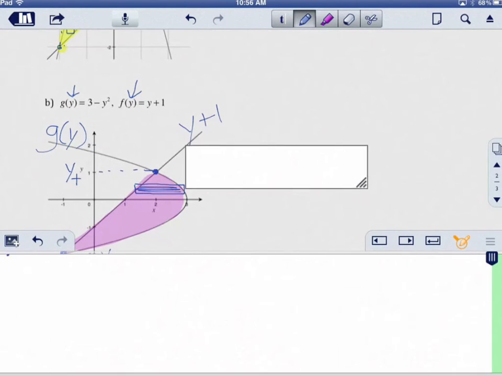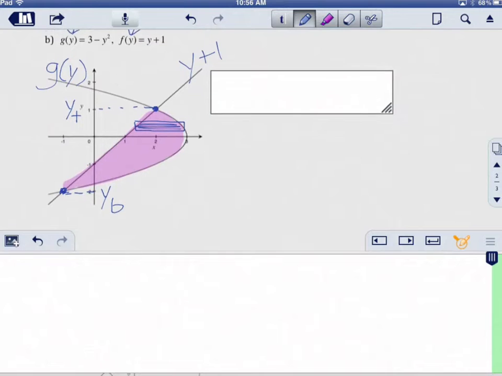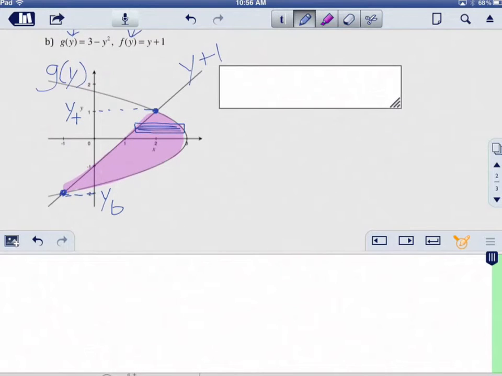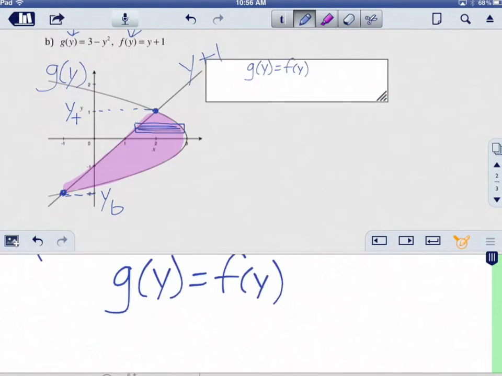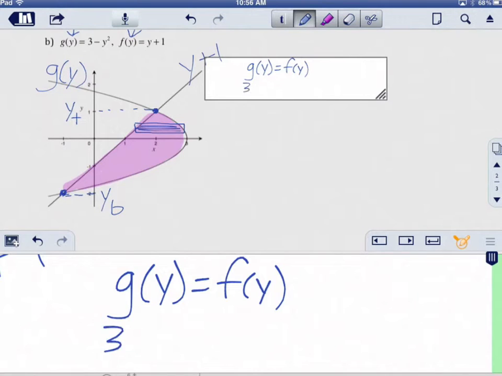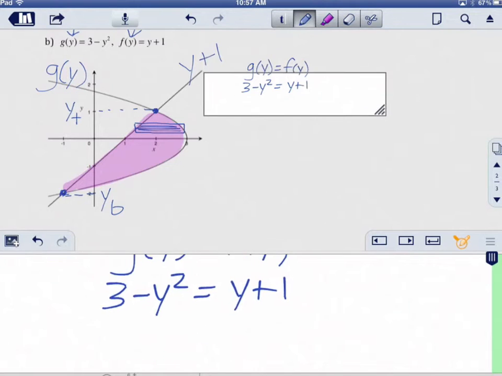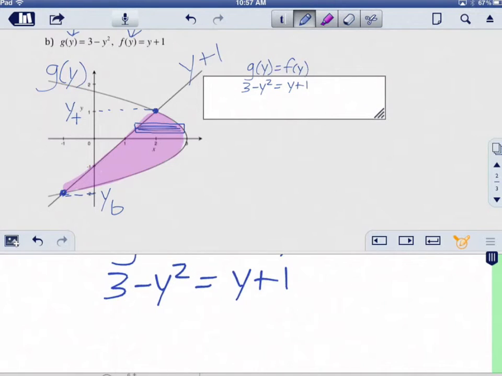And to find these intersections, we're going to set our two functions equal, so g of y is going to equal f of y. And so that means 3 minus y squared equals y plus 1. And then we're going to go ahead and solve. So I'm going to add y squared to both sides and also subtract 3 because we need to get it equal to 0.